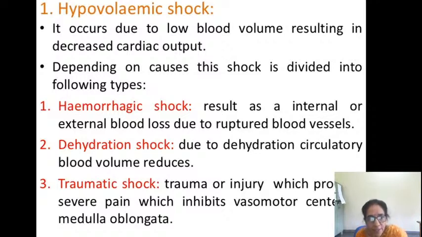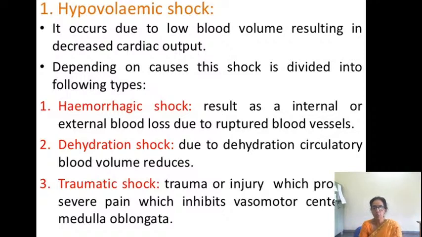Sometimes if the muscle is severely crushed, a crush injury, a lot of myoglobin is released from the muscle, and this myoglobin gets precipitated and clogs the renal tubules, causing renal damage. So this is traumatic shock. When there is trauma or injury, they produce severe pain, and this will inhibit the vasomotor center in the medulla oblongata, leading to shock.